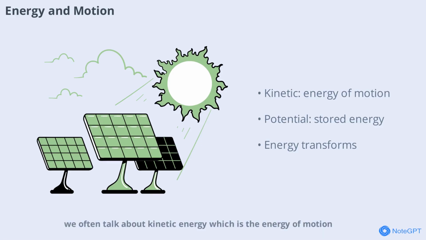In mechanics, we often talk about kinetic energy, which is the energy of motion, and potential energy, which is stored energy due to position. When you lift a ball, you give it potential energy. When you drop it, that energy turns into kinetic energy as it falls.